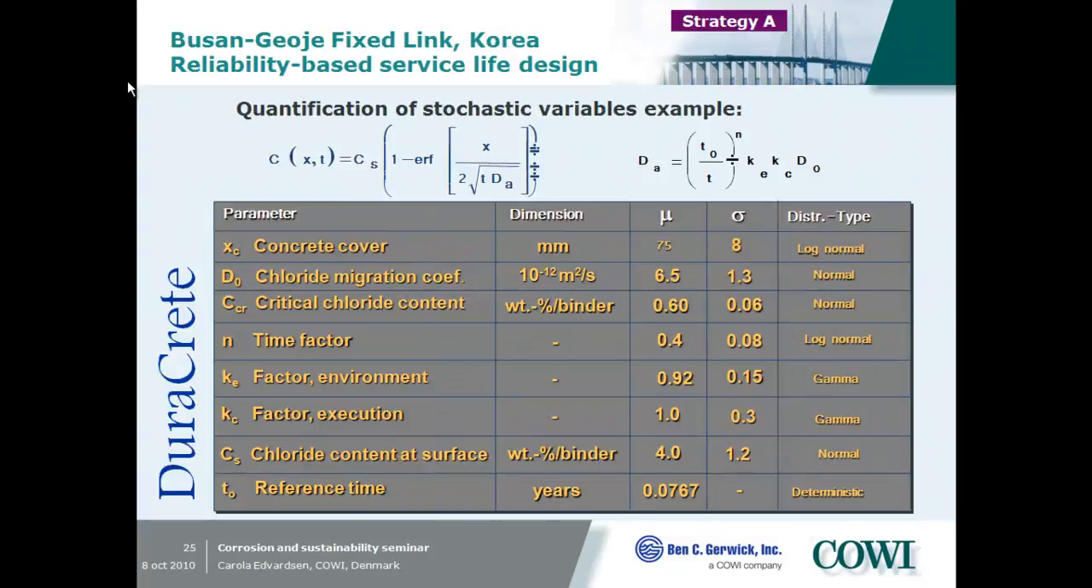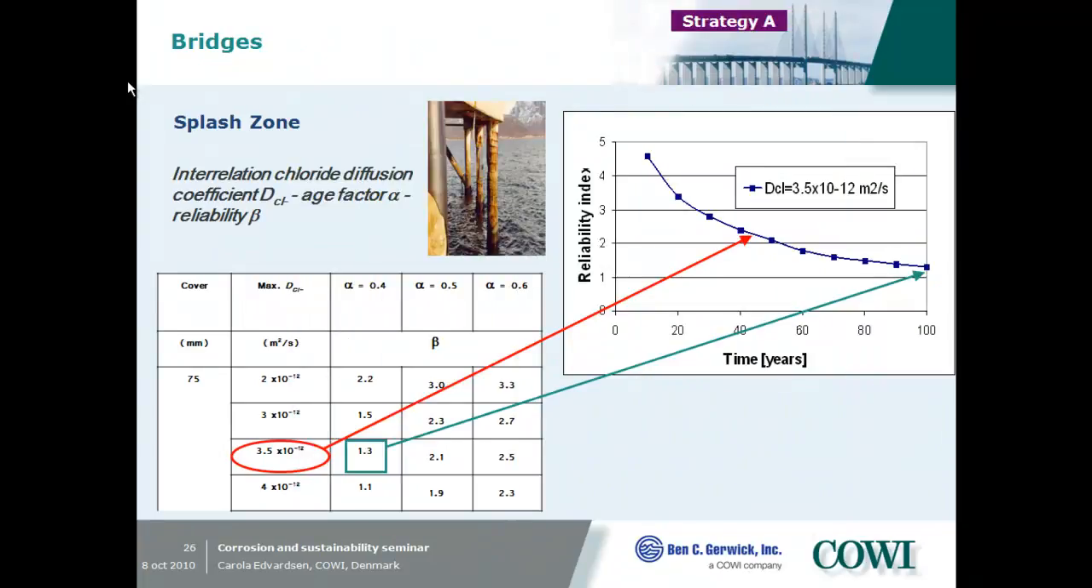And here the input parameters for this durability modeling, you can see again the concrete cover, the chloride migration coefficient, the age factor, and so on. And here results, for example, for the bridge in the splash zone. The client required a probability of max 10%. This means a reliability factor of 1.3. This is the same for structural design, the correlation between probability and reliability.